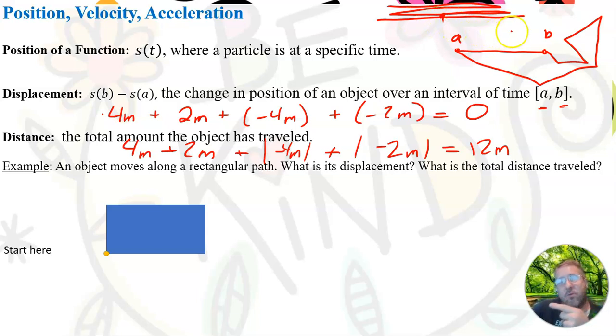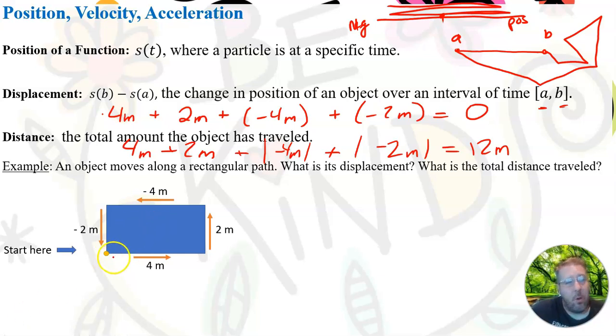And anytime you go to the right, that's going to be a positive. And anytime you go left, that's going to be a negative. Now, since you're adding positives to negatives, you're going to have to take the absolute value of all the negatives, which is what I've done here. So let's say we've moved 4 meters to the right, then 2 meters up, then 4 meters left, then 2 meters down. Well, that's a total distance of 4 plus 2 plus the absolute value of negative 4 plus the absolute value of negative 2. And then that's going to give you a total distance of 12.